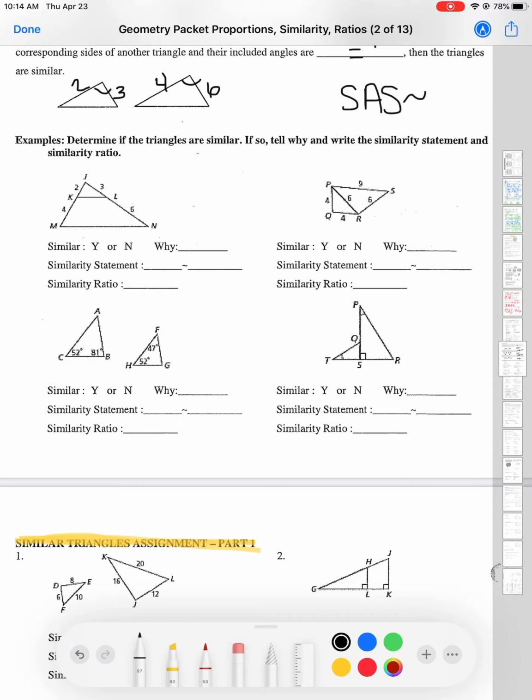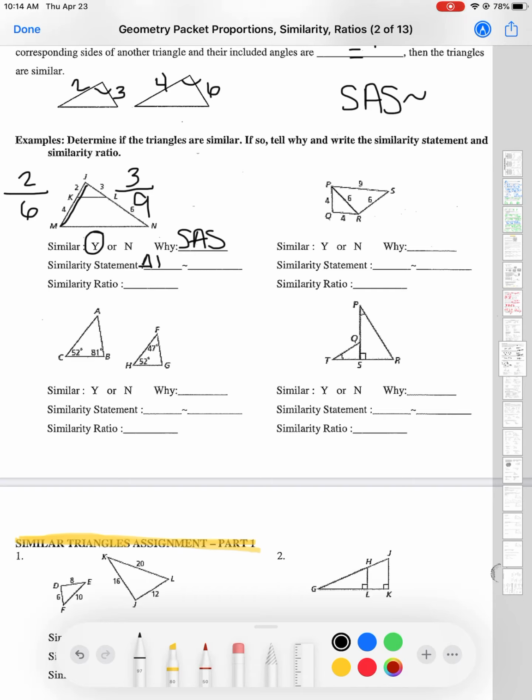Now, be really careful here because let's do small over big. So small would be 2 over big, which would be 2 plus 4, which would be 6. Over here will be small over big, which would be 3 over 3 plus 6, which would be 9. So are those 2 proportional? And I'm going to say yes because of SAS.